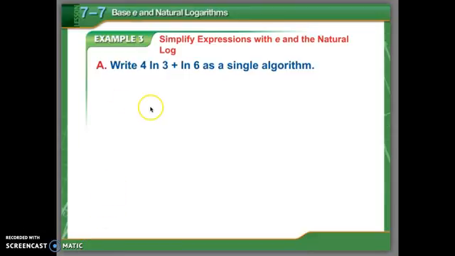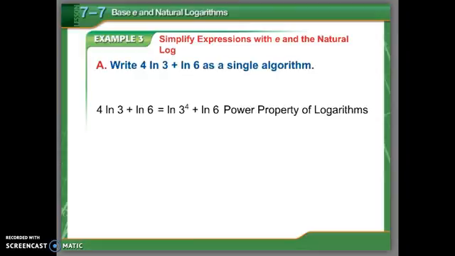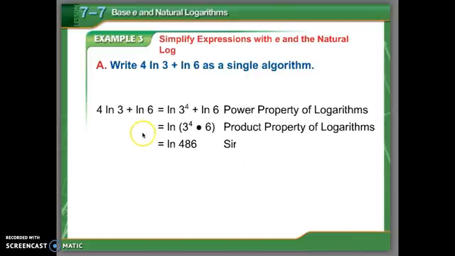Okay, for example 3, we're going to write 4 natural log 3 plus natural log 6 as a single logarithm. So we're going to have to draw on our properties of logarithms back from lesson 5. The power property lets us convert 4 log 3 back to log of 3 to the 4th, right here. And then remember that when we have a log plus a log, we use the product property and we convert that into a single log of the first thing times the second thing. And 3 to the 4th power times 6 is 486. So our final answer is natural log of 486.